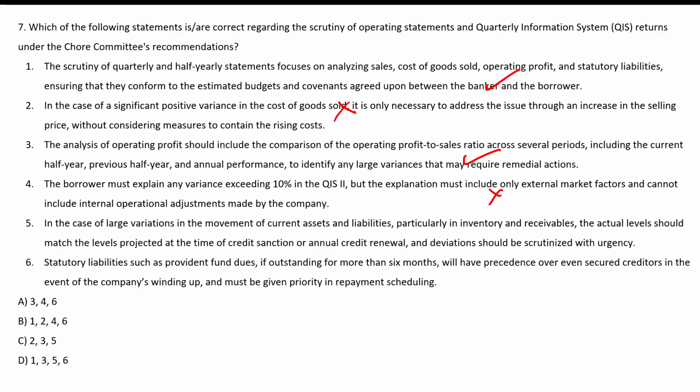In case of large variations in the movement of current assets and liabilities, particularly in inventory and receivables, the actual level should match the level projected at the time of credit sanction or annual credit renewal, and deviations should be scrutinized with urgency. So this is correct. Statutory liabilities, if outstanding for more than 6 months, will have precedence over even secured creditors in the event of a company's winding up and must be given priority in repayment scheduling. This is correct. So 1, 3, 5, and 6. Option D is the correct answer for this question.